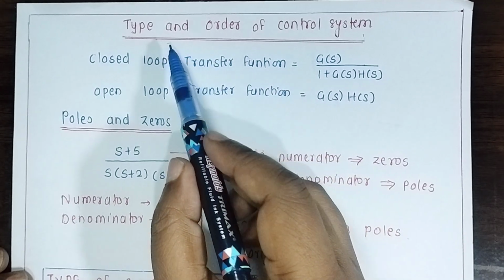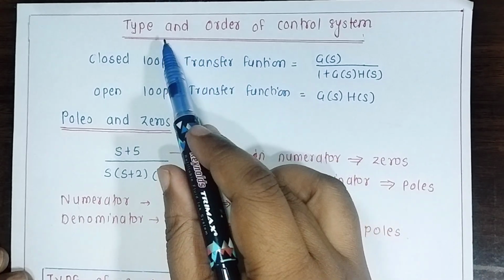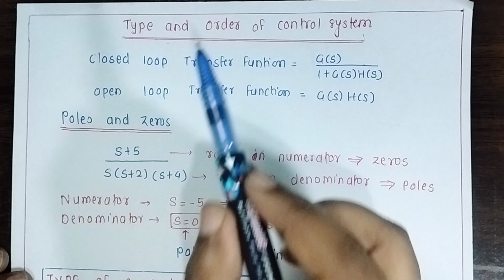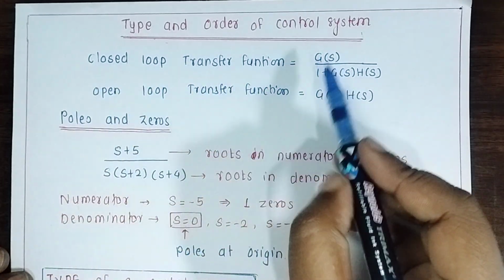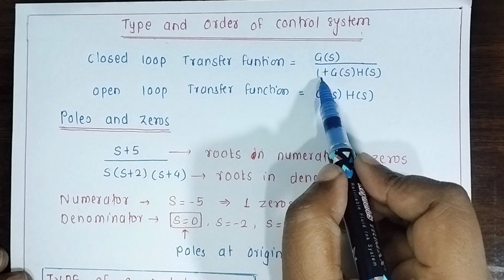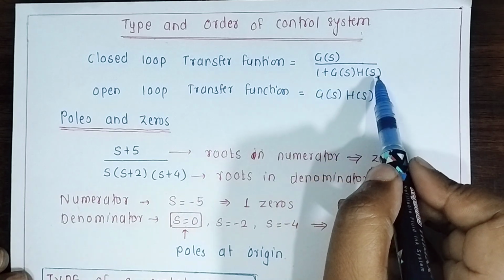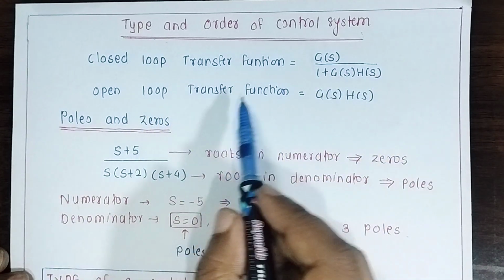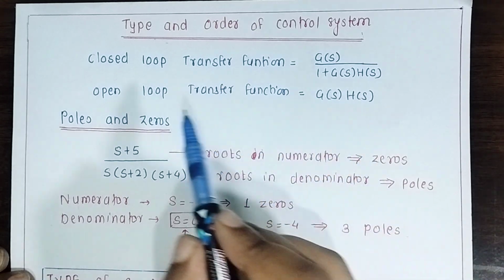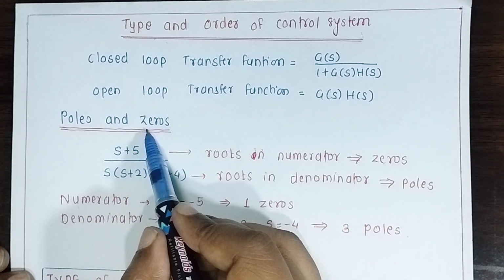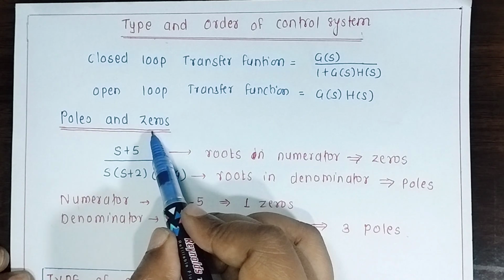Hello friends, today we are going to study type and order of the system. As we know, the closed loop transfer function is represented by G(s) / (1 + G(s)H(s)), and the open loop transfer function is G(s)H(s). Now we need to identify the number of poles and zeros. How to calculate the number of poles and zeros?